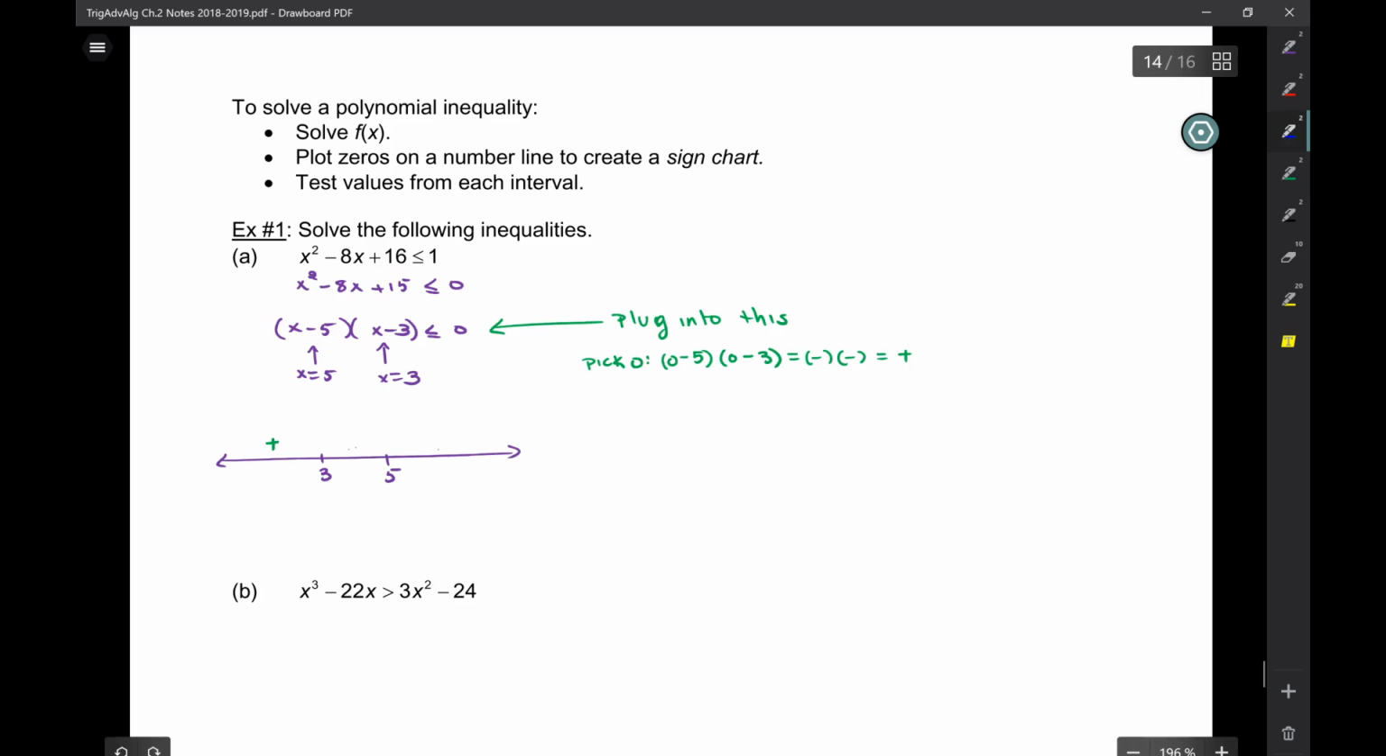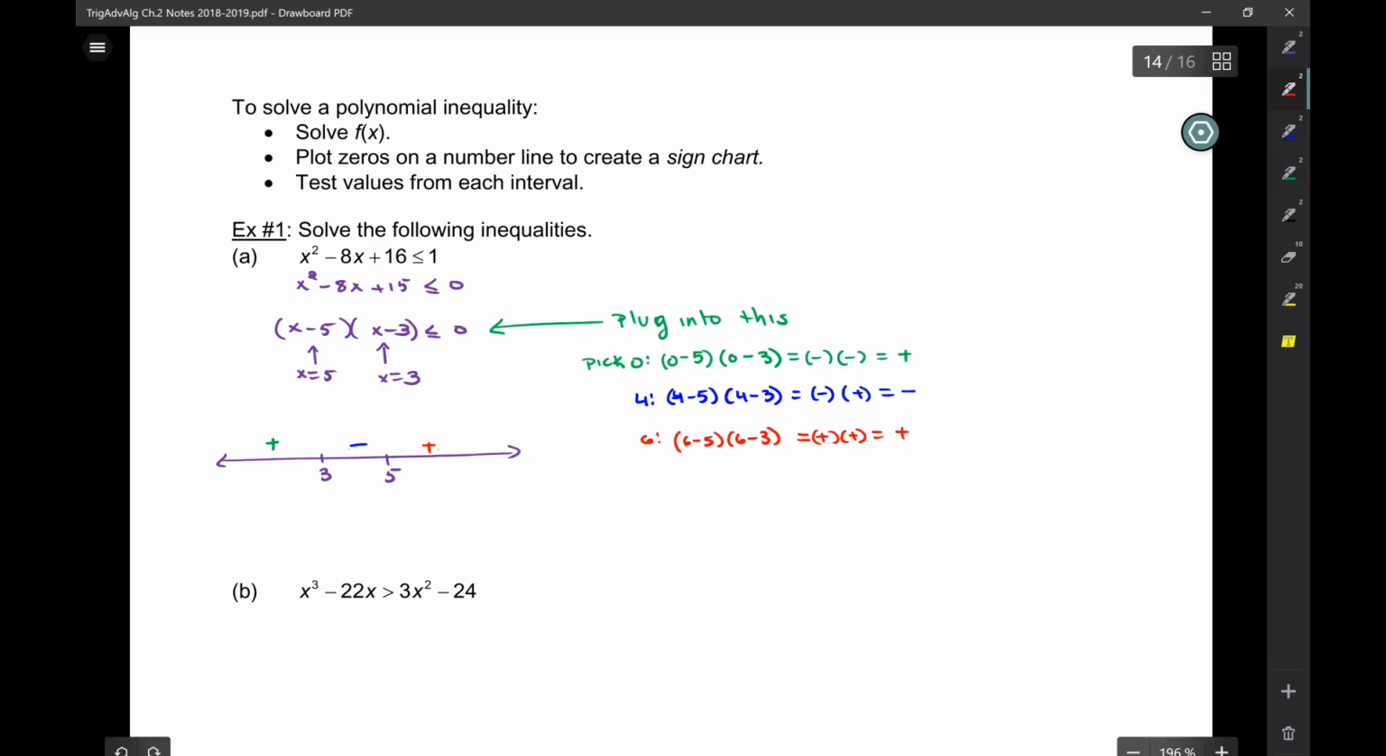From the region between 3 and 5, I can pick 4. And again, I plug it into these parentheses. 4 minus 5, 4 minus 3. From the first parenthesis, I get a negative, then a positive. Negative times positive makes negative. So that's negative. Then from the last part, I can pick any number like 6. Plug it into the same parentheses, 6 minus 5, 6 minus 3 equals a positive number, a positive number. Positive times positive makes positive, so I get positive here.